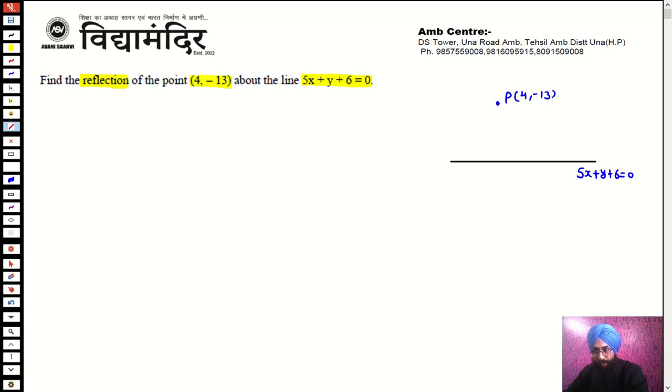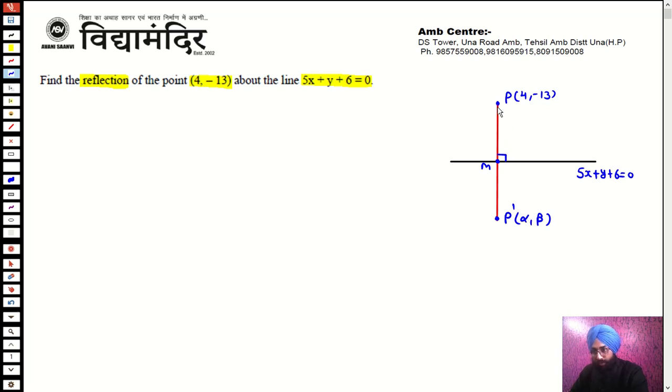So how to find the image? What are the properties of the image of a point? We will be discussing that. Let's consider P dash is the image of point P. Two things are important about the image. The line joining the point and its image will always be perpendicular to the mirror, and the distance of the object from the mirror will be equal to the distance of the image from the mirror. So we can say that PM is equal to MP dash. Using these things we can find the image.